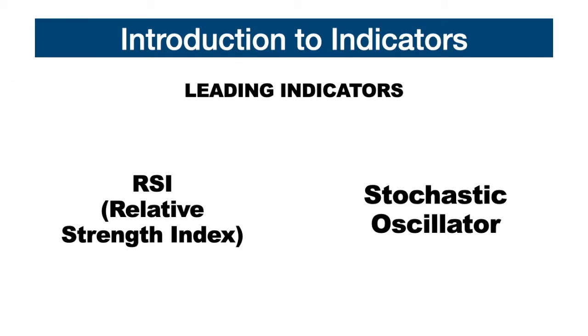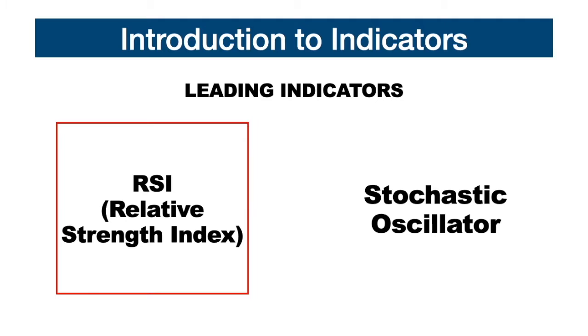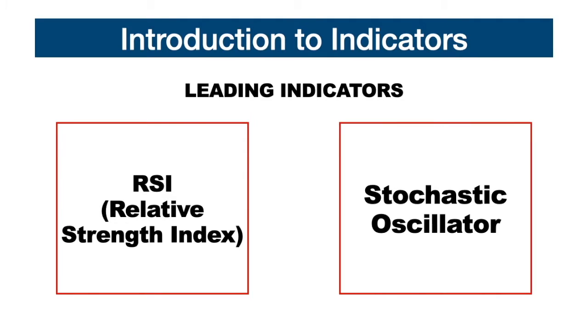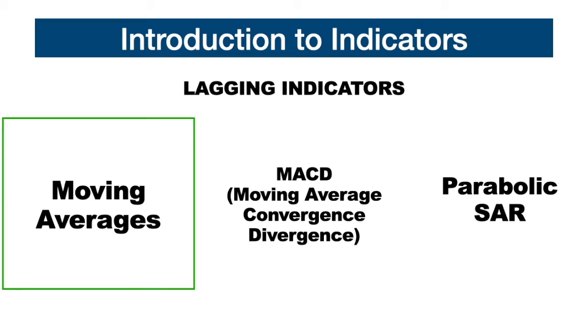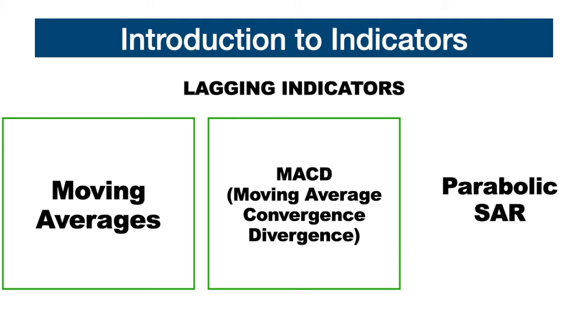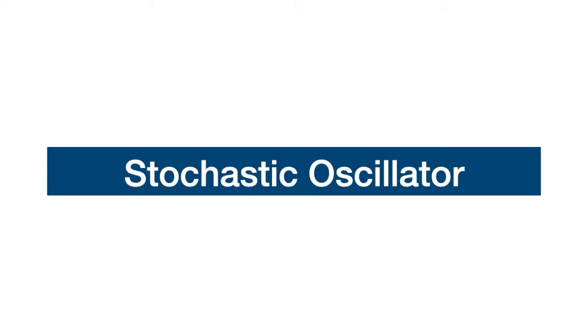Some of the most known examples of leading indicators are the relative strength index and the stochastic oscillator. Some of the most known examples of lagging indicators are the moving averages, the moving average convergence divergence, and the parabolic SAR. The stochastic oscillator is one of the most useful indicators when trading.